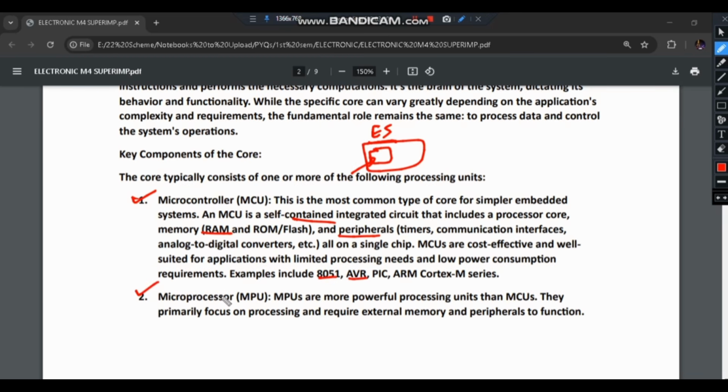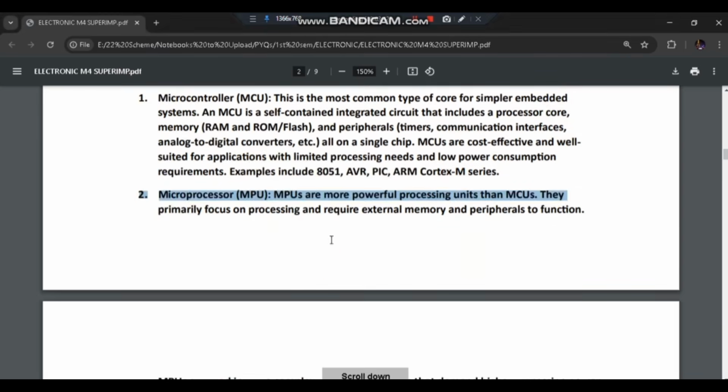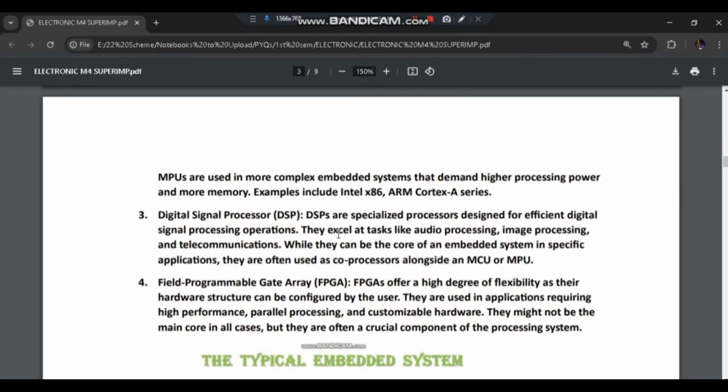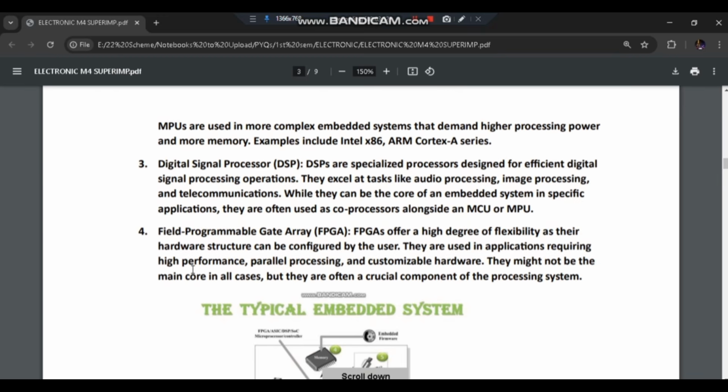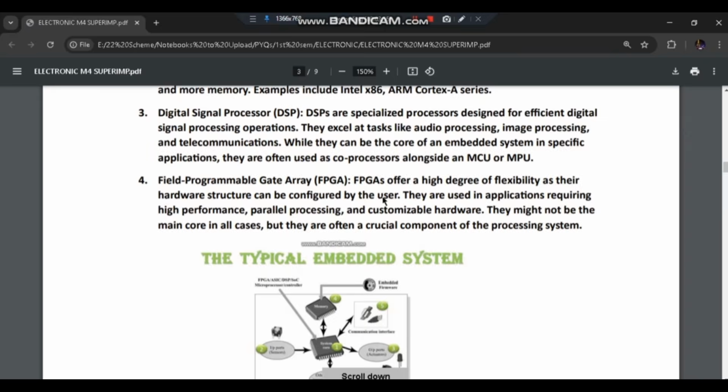Next is the microprocessor. These are more powerful processing units than MCUs. Its process is to execute the functions required using the external memory and the peripherals. That is the second component. The third one is the digital signal processor. DSPs are designed for audio processing, image processing, and telecommunications. Next one is the field programmable gate array. These are flexible hardware structures that can be configured by the user.